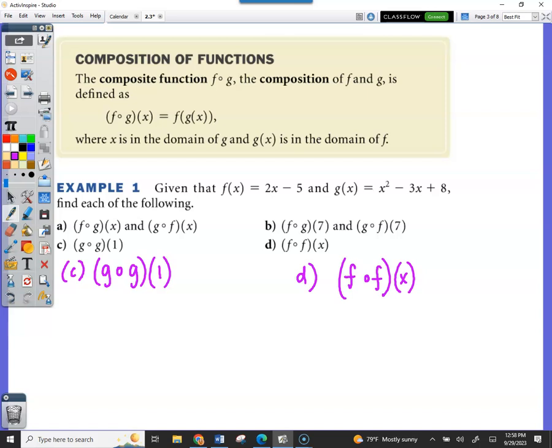Find g of 1, good there, and whatever you get, you've got to plug it back into g again. Yeah, because it's g of g. So part C is going to feel repetitive because you're finding g of 1 and then you're plugging it back into g again. Try.